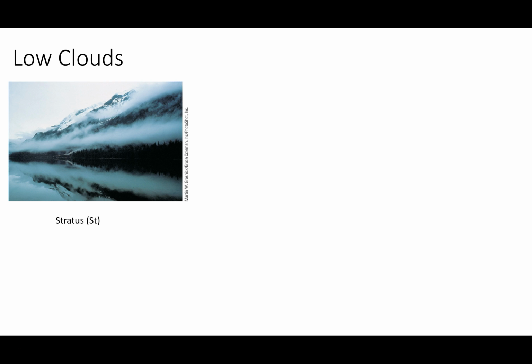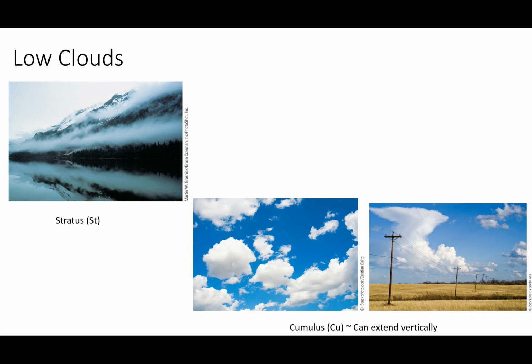Stratus would be low level and flat. We're going to talk about fog on the next slide. Almost looks like fog, doesn't it? Cumulus would be about the size of your fist. And this looks like it's a little bit of vertical development. Looks like it's not precipitating, so it's not a cumulonimbus, but it looks like it could develop into something.